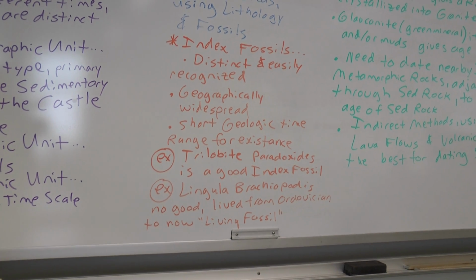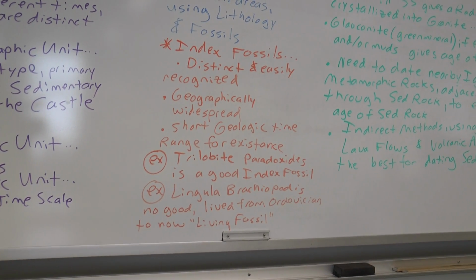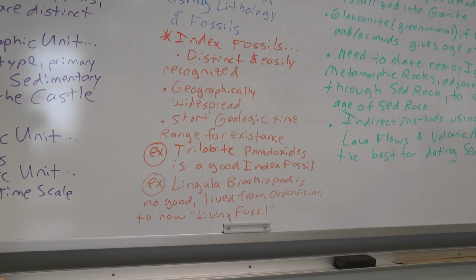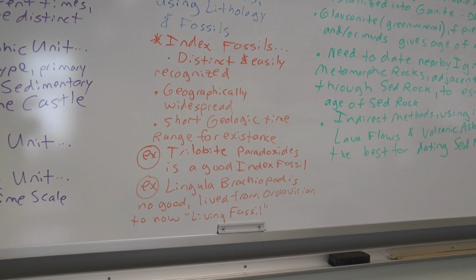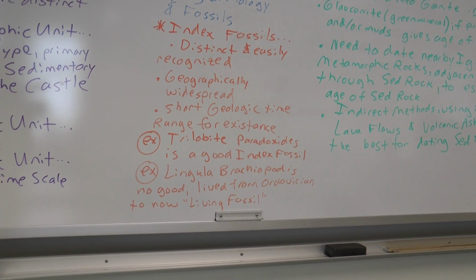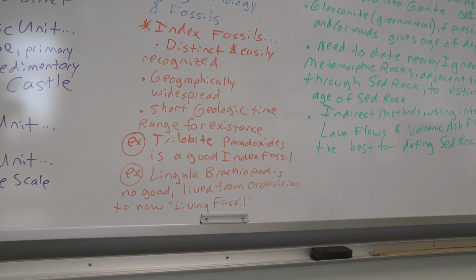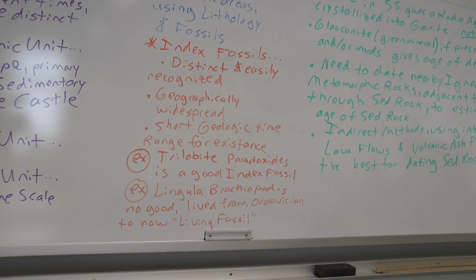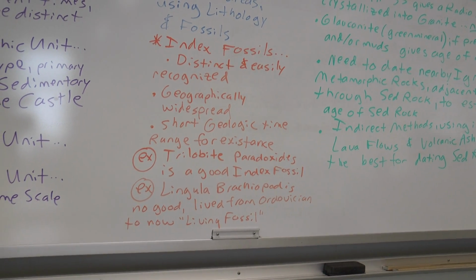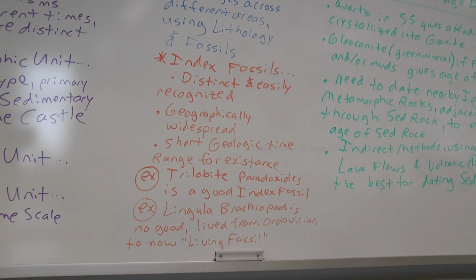Anyway, there's a good PowerPoint slide for this in Chapter 5. An example of a good index fossil is a particular trilobite referred to as Paradoxides. Trilobites lived all throughout the Paleozoic, from 541 million to 251 million years ago. What is that, 300 million years?